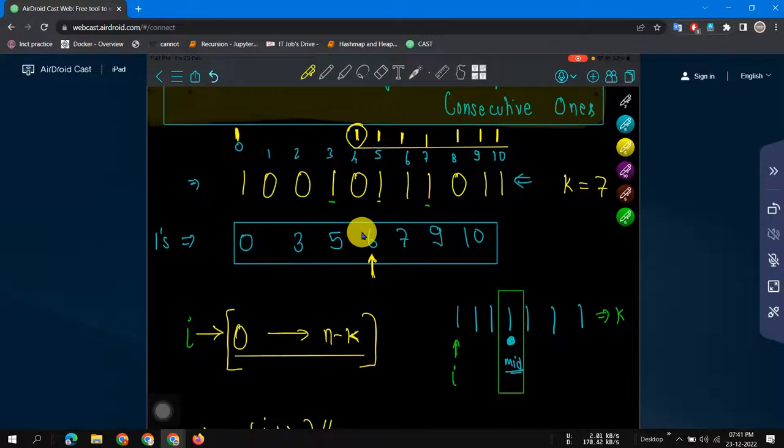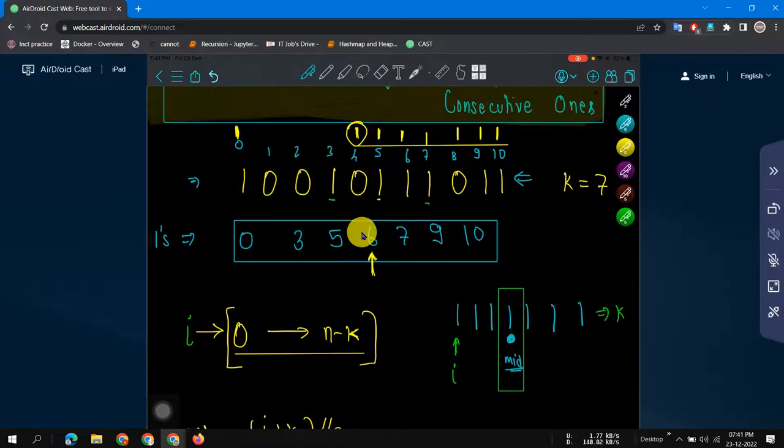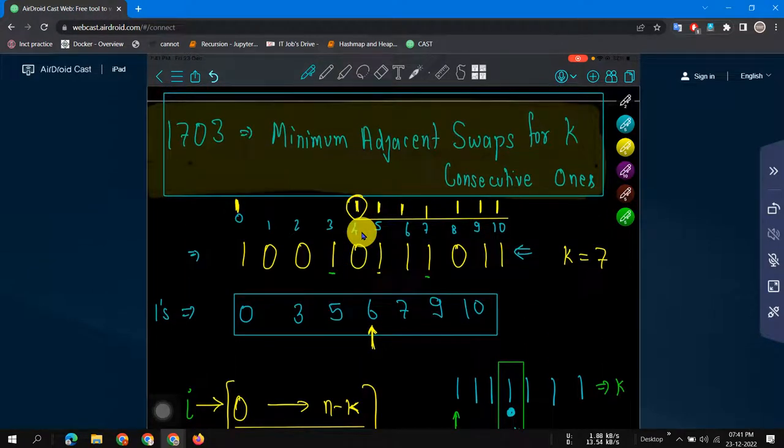Okay. Now the other thing, right? I hope the starting point of all the consecutive ones is clear to you, and that is going to be 0 to n minus k. And the second thing I'm going to tell you is, in this problem I have to calculate how many jumps we made to collect every consecutive one at the side, right? How many jumps we took to make all 7 ones consecutive, right? Okay.